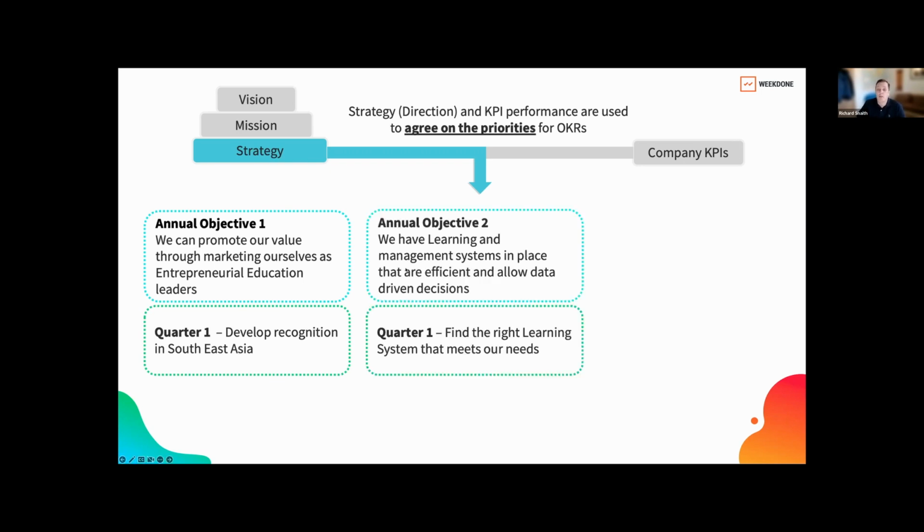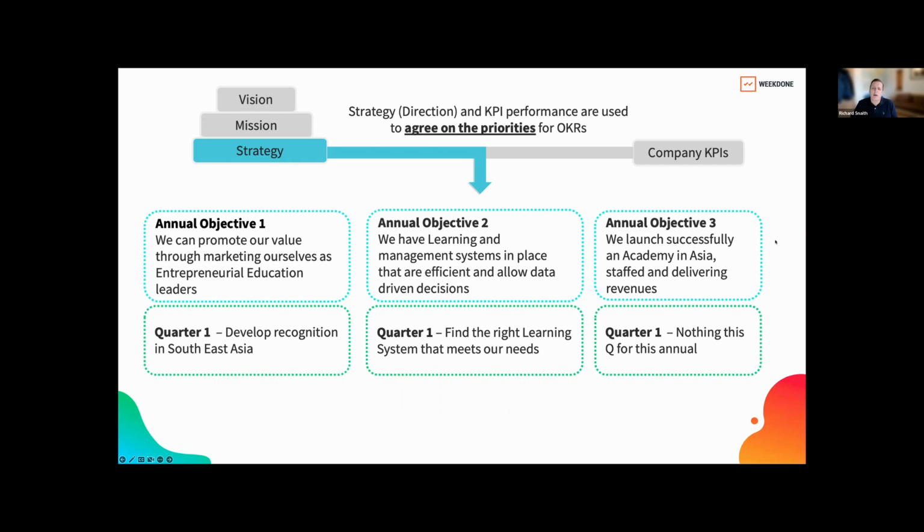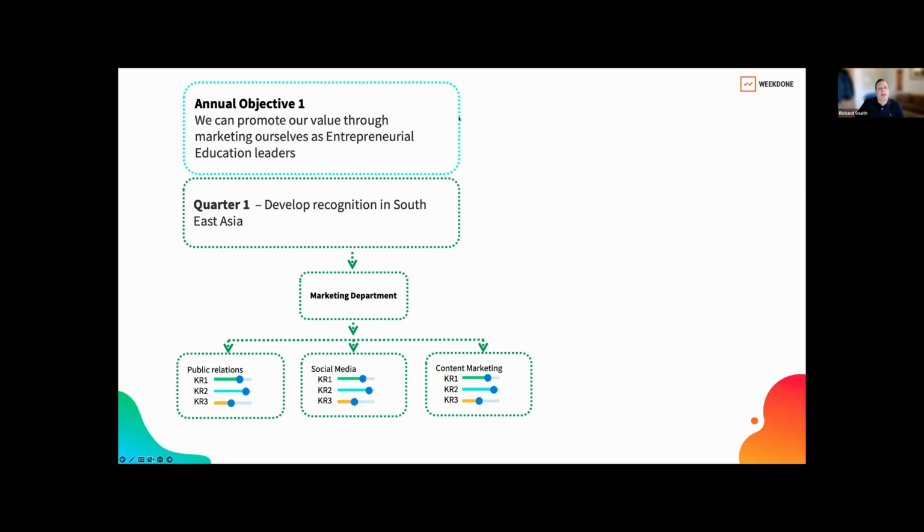That's good enough. Objective 2, we have learning and management systems in place. Well, that has to start with finding the right learning management system that meets our needs now and in the future. We did have a third annual objective, which is about launching successfully in Asia, but we're not going to launch this quarter. That is going to come into play later on. We have other things we need to get completed before we can get our staffed academy up and running later on.